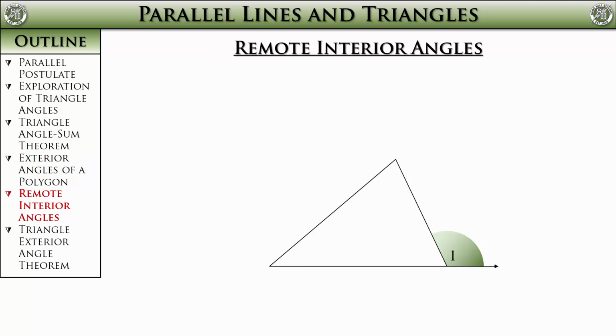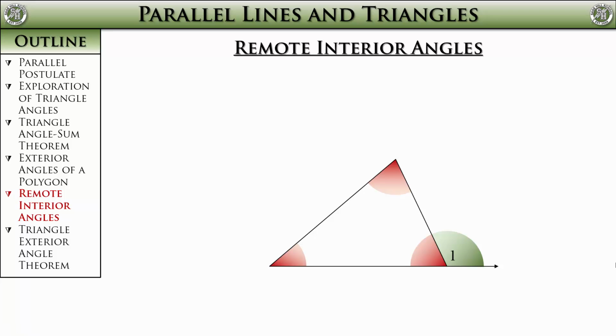Now we want to go over the idea of remote interior angles. Remote interior angles work together with an exterior angle. So I have drawn in one exterior angle, angle 1, in the picture. So let's think about the meaning of the words remote interior. First, I will deal with interior. There are 3 interior angles of the triangle. So we are only thinking about those angles. Now let's consider the word remote.